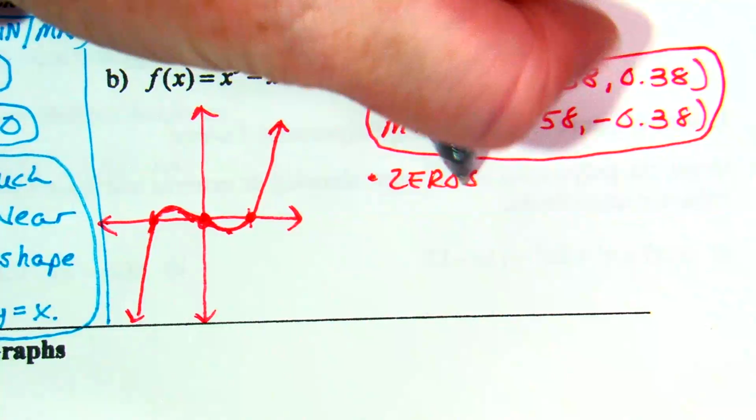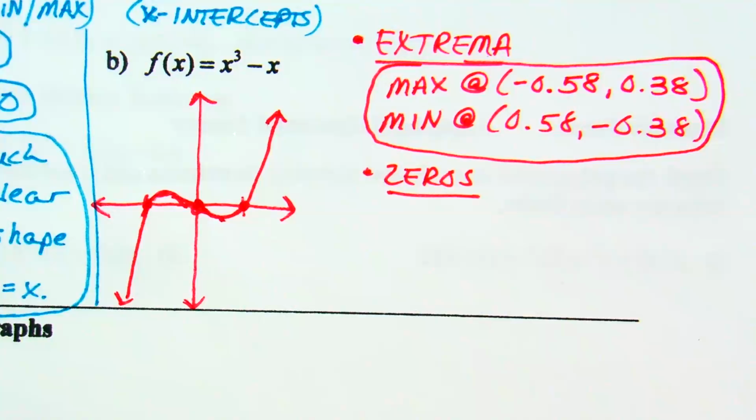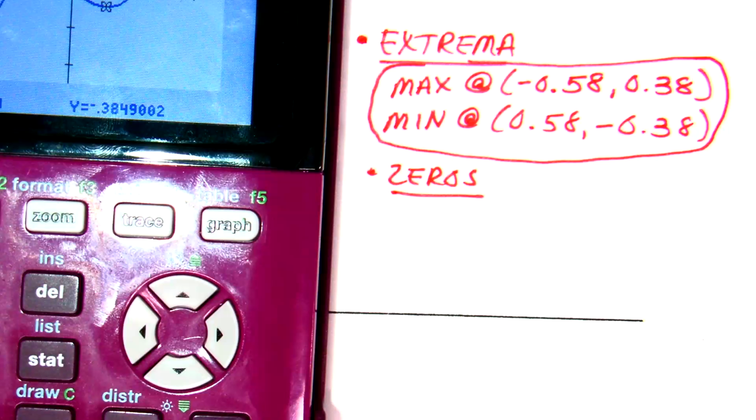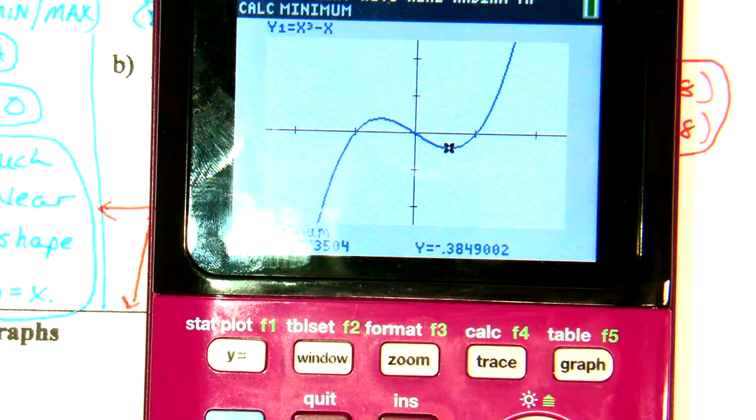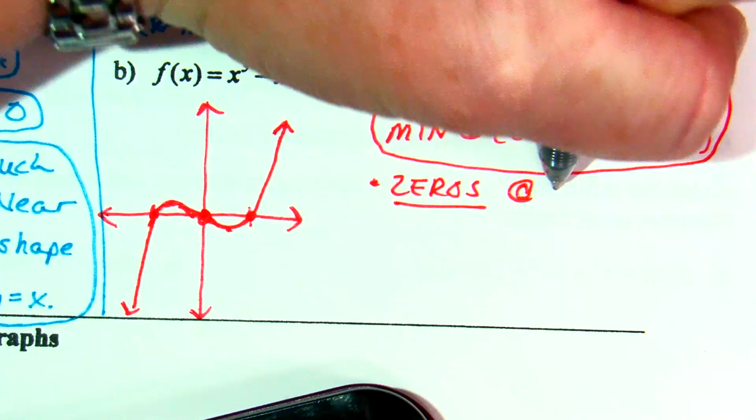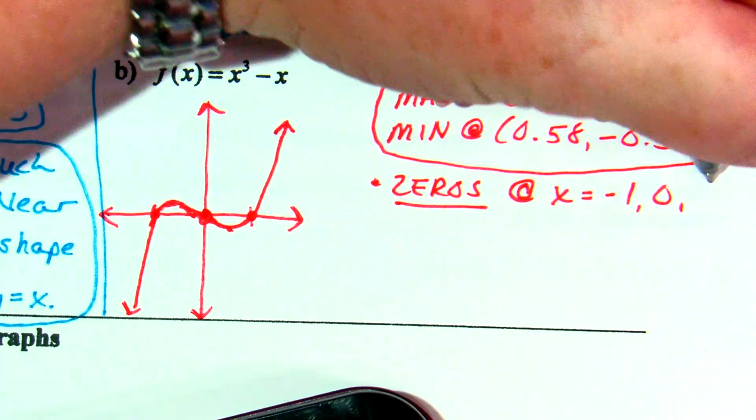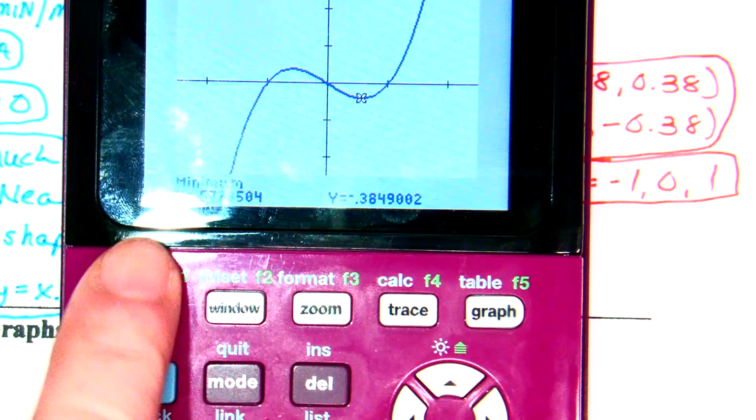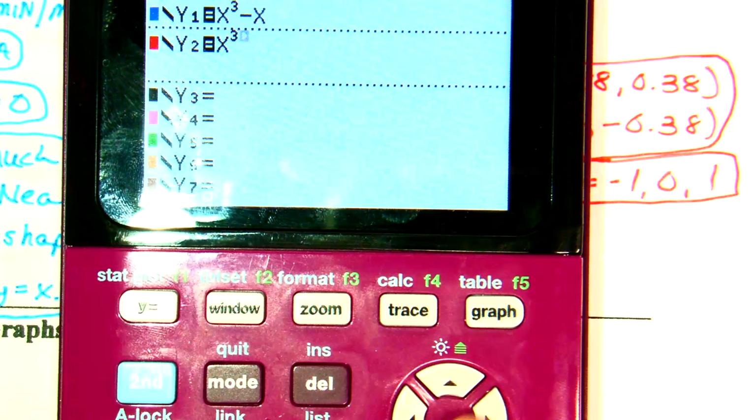What about zeros? Can you tell where your zeros are? Zeros are x-intercepts. They're at 0, 1, and negative 1. Okay. So zeros at x equals negative 1, 0, 1. Now, shape of the graph, and I'm running out of time. Let me graph for you x to the third, so you can see what that looks like in comparison.